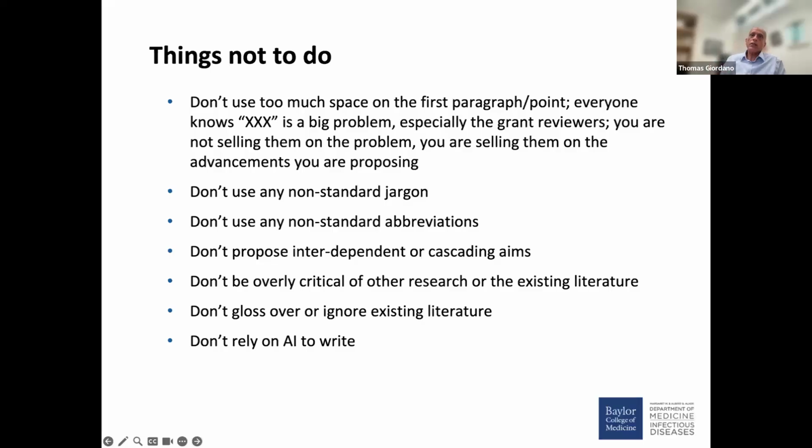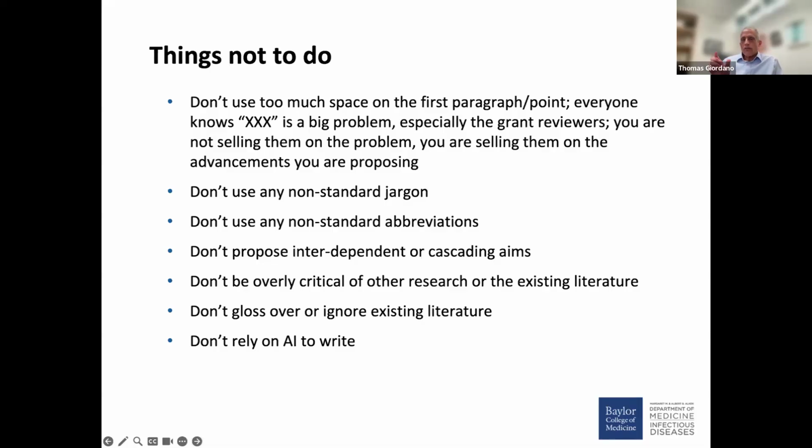We already talked about not proposing interdependent or cascading aims. Another thing I've seen people do is to be critical of other research or the existing literature. And of course you have to be, in order to create this gap in the field, right? If all the existing literature was perfect, there'd be no reason for you to propose any new work. There's no reason to have a grant.